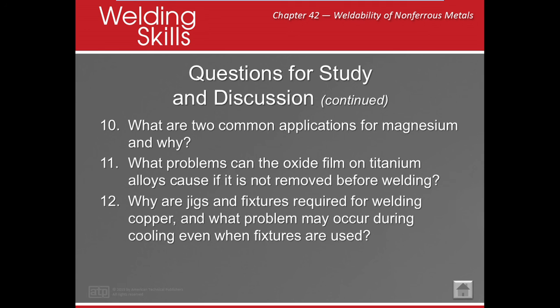So, why should we use a jig and fixture for copper, or even anything with a high coefficient of thermal expansion? Well, because it has high thermal expansion, we want to make sure that we prevent the contraction of the joint that comes back and forth when we weld it.